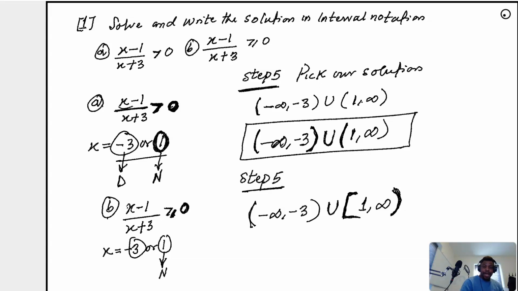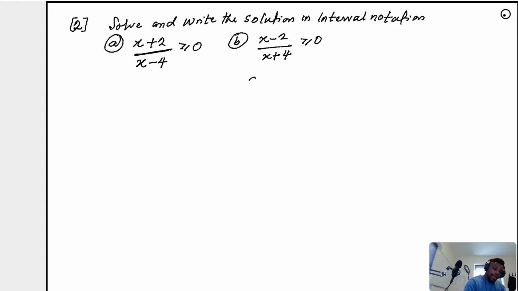Okay? Now, let's take other questions. Now let's see question 2, the A part. x plus 2 over x minus 4 greater or equals to 0. Remember, step 1, left-hand side must be equal to 0. And in this question, our left-hand side is equal to 0. So we are done with step 1.